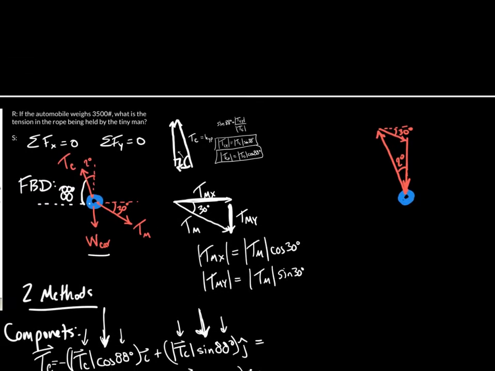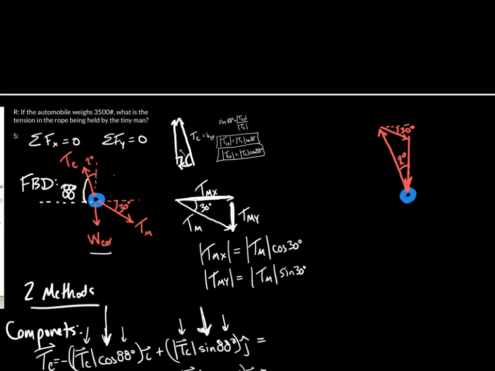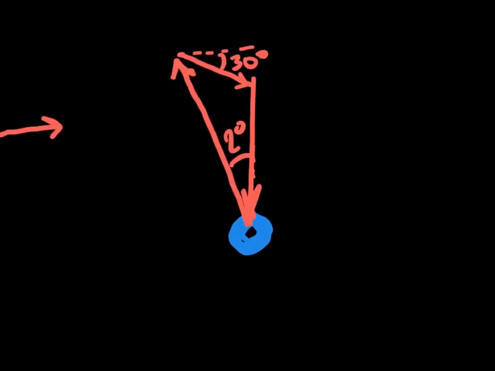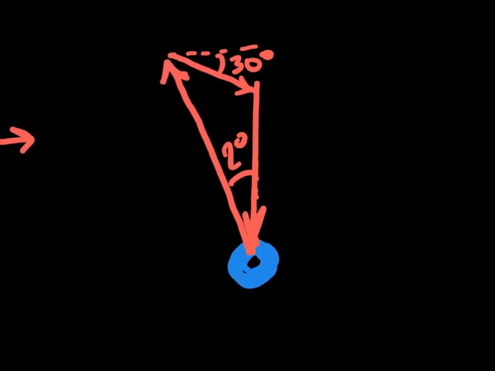All I've done is I've taken all 3 of these forces over here and drew them tip to tail, and now I just have a triangle. What's the beauty of triangles? The beauty of triangles is that when we have triangles, we can do trig. So this side is 3,500 pounds. This long side here is TC. And this side right here is the tiny man, the tension from the man.